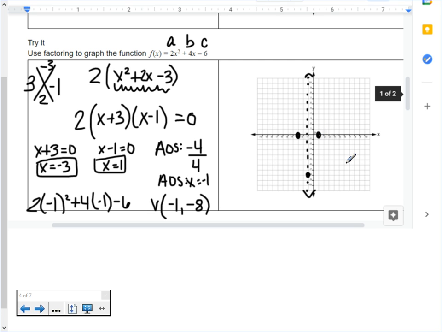You can stop there, but you can also plot your y-intercept, which would be this number right here, (0, -6). And you can do the reflection from that as well. Anyway, those are all the points we need. And this is our parabola.